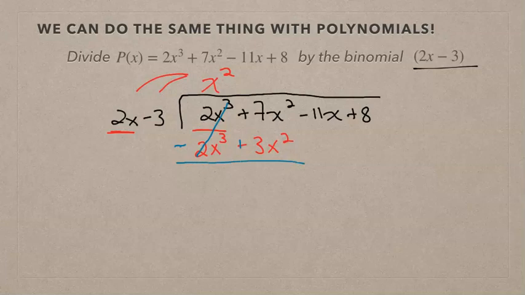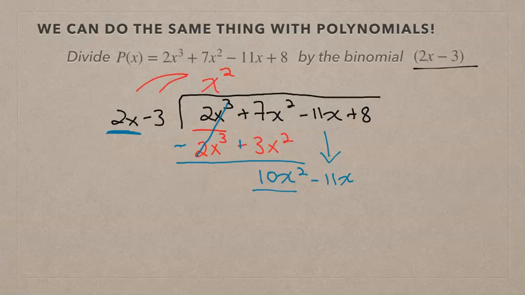Now I have 7x squared plus 3x squared, which gives me 10x squared. And then, like in old school division, you're going to bring down the next term. So I'm going to say minus 11x. And then I'm going to ask that same question again. How many times does 2x go into 10x squared? Or what do I multiply 2x by to get to 10x squared?